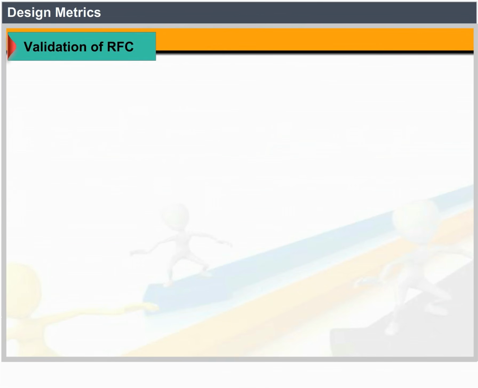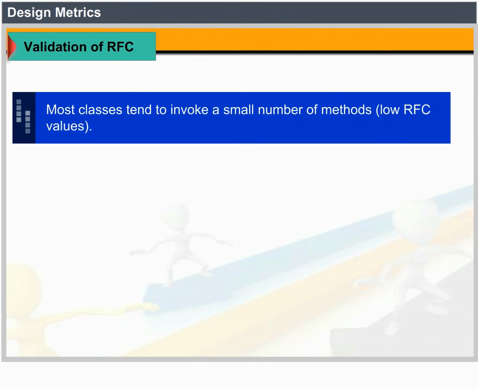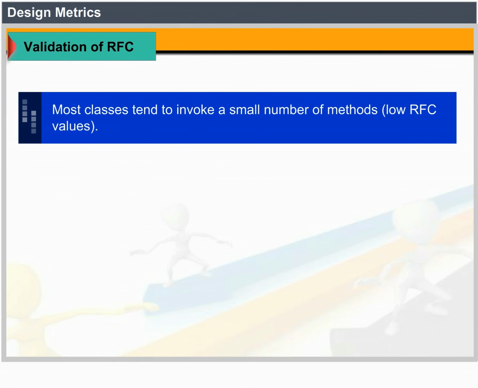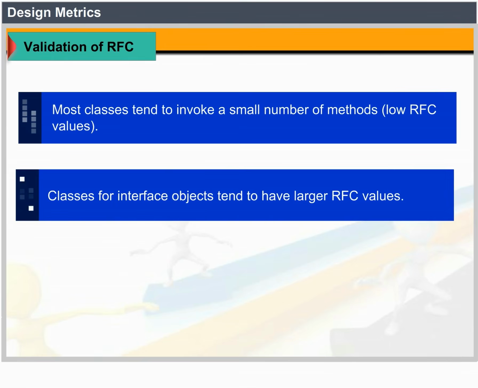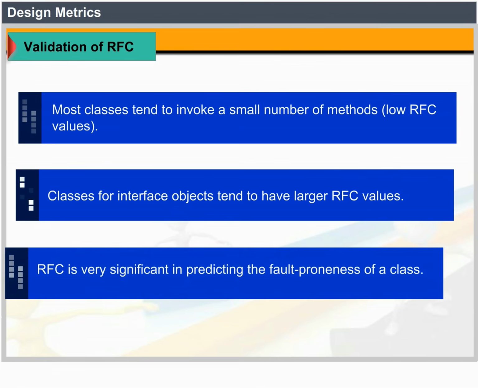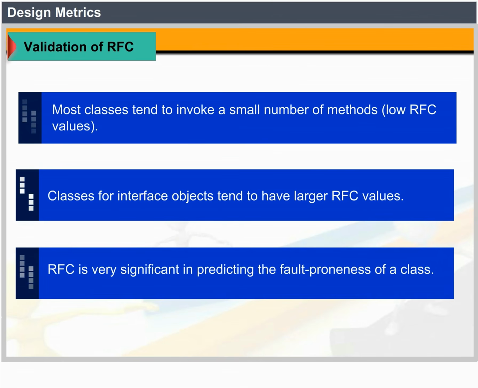Validation of R of C. Most classes tend to invoke a small number of methods, low R of C values. Classes for interface objects tend to have larger R of C values. R of C is very significant in predicting the fault proneness of a class.